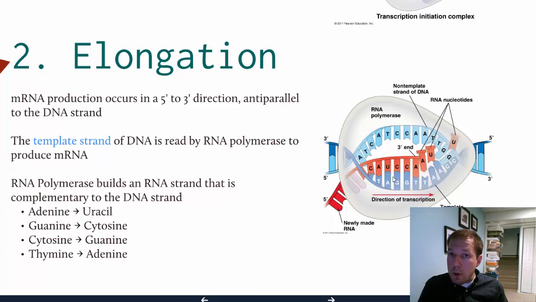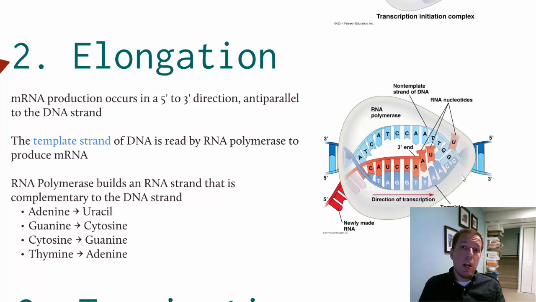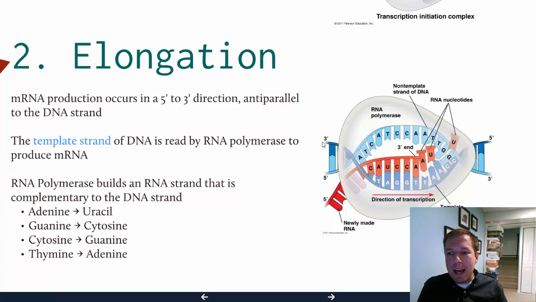Now, transcription is happening in this particular image from left to right, but that terminology is not really helpful for describing the orientation within the cell. So instead we need to refer to the ends of the DNA based on their sugar phosphate backbone. We have a template strand of DNA, which is 3' to 5'. So the darker blue is the template strand of DNA, and that is going from the 3' to 5' direction, which means that as mRNA is built anti-parallel to that template strand, mRNA is being built from 5' to 3'.